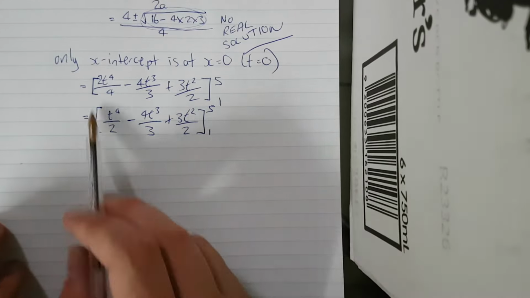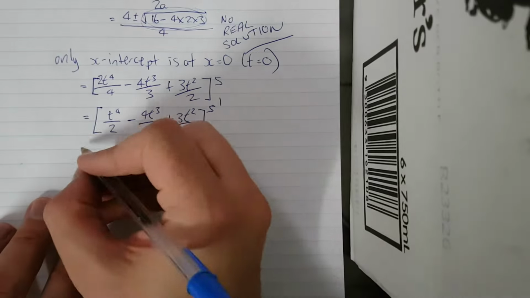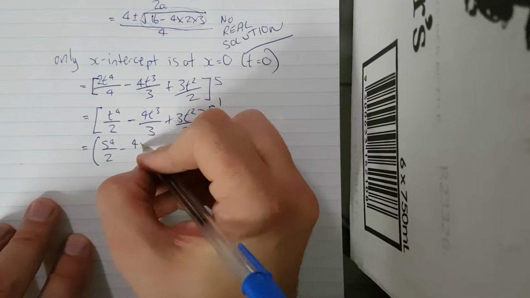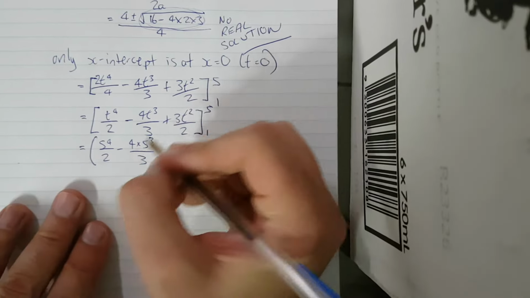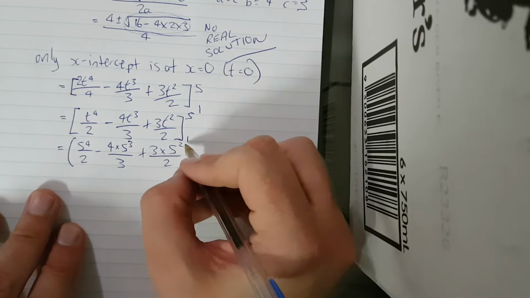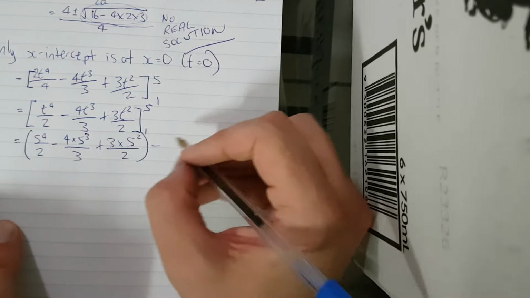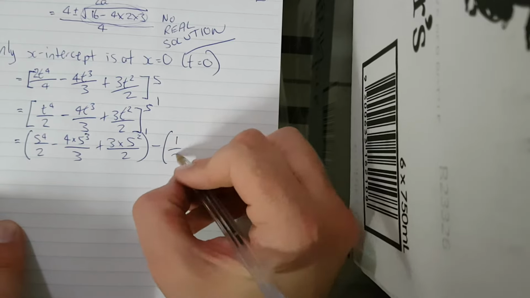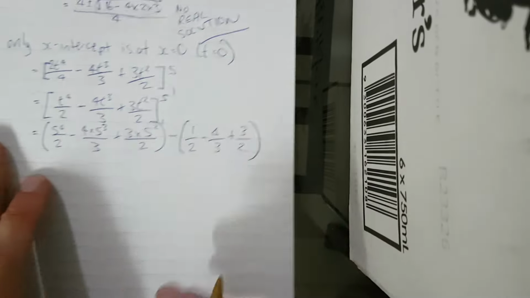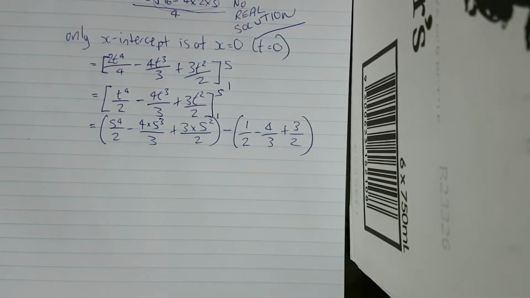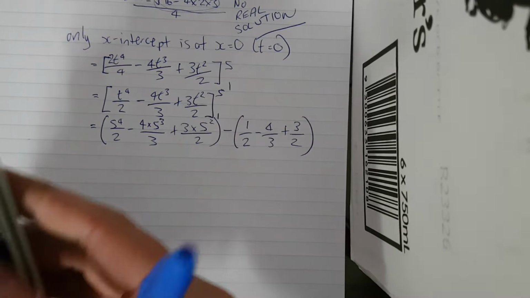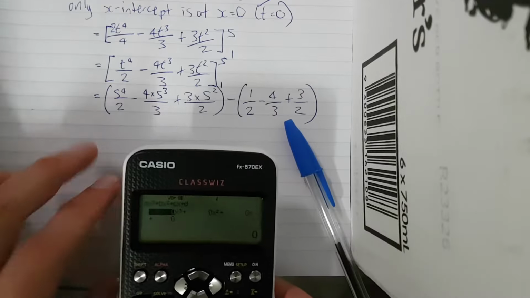And now, as per normal definite integral, I'm going to substitute 5 in and take away what I get if I substitute 1 in. So I'm going to get 5 to the 4 over 2, take 4 times 5 to the power of 3 over 3, plus 3 times 5 squared over 2. Take away what I get if I put 1 in all of that. So it'll be 1 half take away 4 over 3 plus 3 over 2. At this stage, I think I put that in my calculator. We could muck around for a while, but let's not.